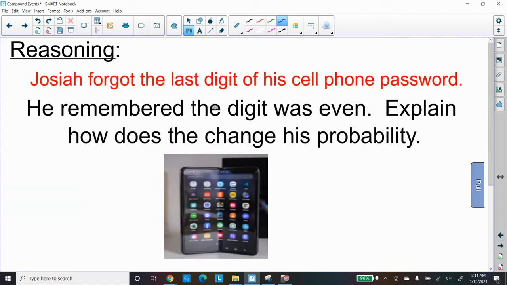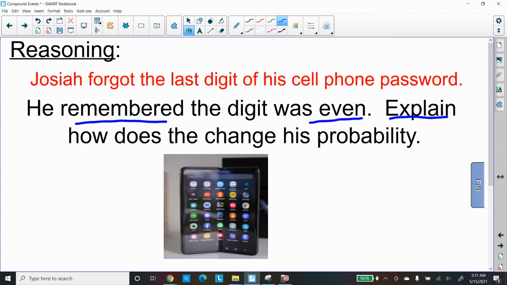Josiah forgot the last digit of his cell phone password. Now he remembered that the digit was an even number. So he remembered something: that it was even. Explain how this changes his probability. So we've got to do a little explaining here.